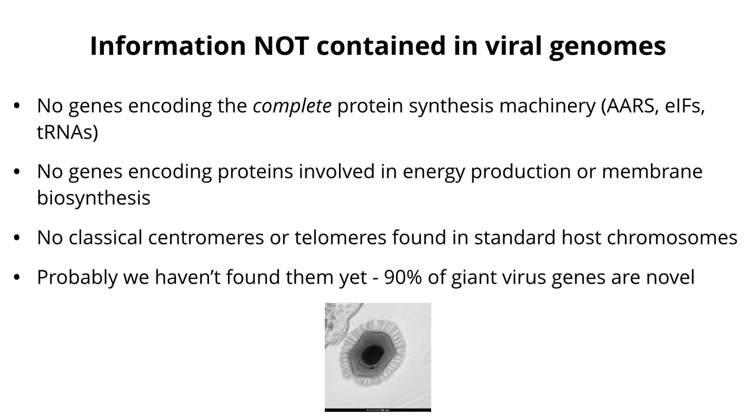The first one, no genes encoding the complete protein synthesis machinery. I used to say no genes encoding any part of the protein synthesis machinery, but we discovered big viruses that actually encode aminoacyl tRNA synthetases, the enzymes that stick the amino acid onto the tRNA. Some viral genomes encode those. Not the whole complement, but some of them. Some viral genomes encode eukaryotic initiation factors that participate in translation, and some viral genomes encode tRNAs.